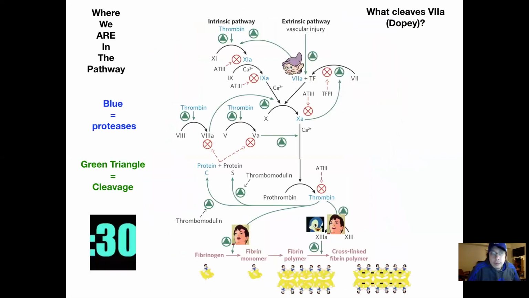Okay, let's go back to our pathway. And the question I posed to you, here we are, I showed you Dopey. I want to focus on protease 7. VII means 7, yes. So the question is, what cleaves Dopey? Pull it up and actually look at it.